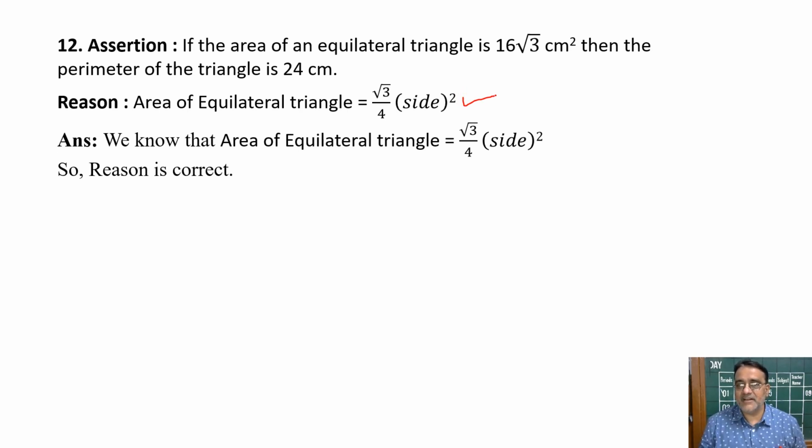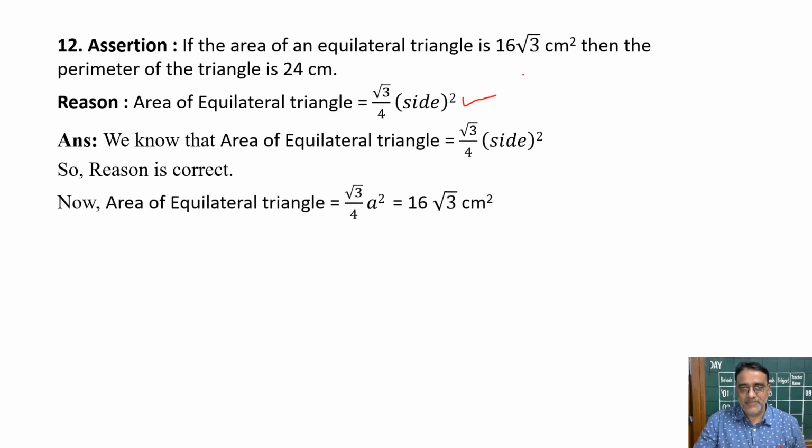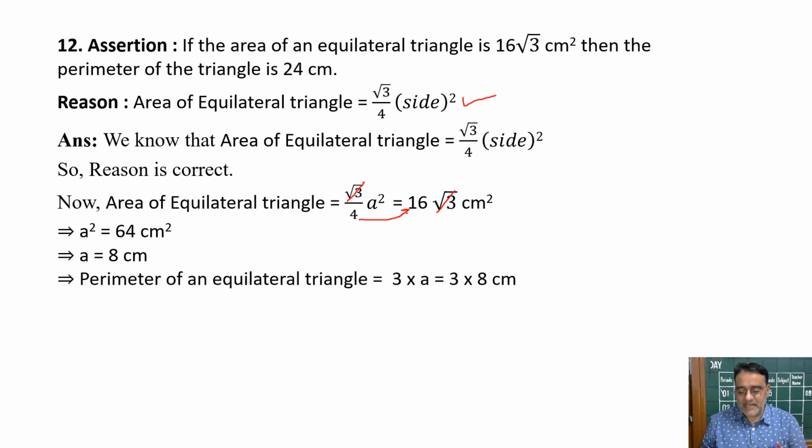So the area of equilateral triangle, the formula is root 3 upon 4 a square, and that is given 16 root 3. So root 3 will be cancelled, and we'll get 4 into 16, that is 64. So the square root of 64 is 8, and the perimeter of equilateral triangle is 3 into 8, that is 24. Otherwise you can use that formula also, a plus b plus c, right? But here I am using 3 into a, that is 3 into 8, 24 centimeter. So the assertion is also correct.